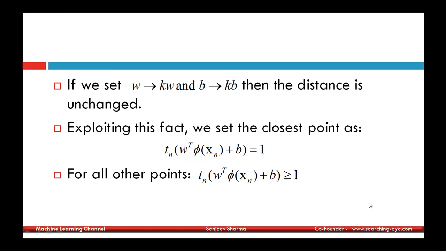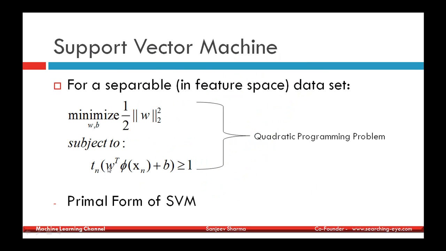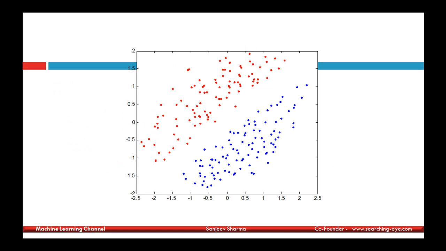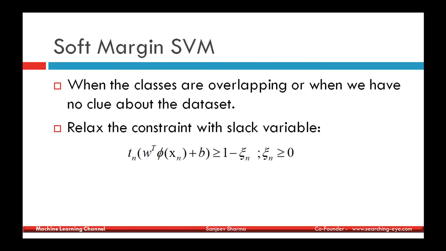This problem is known as the hard margin problem because the SVM doesn't allow any of the training instances inside the margin. Therefore, the constraint t_n times (w transpose phi(x_n) plus b) greater than or equal to 1 doesn't allow any training instance to lie inside the margin, and therefore this is known as a hard margin problem. But when the datasets are non-separable, that is, we have overlapping classes, then we need to relax the constraint, and therefore to solve such problems we need the soft margin SVM.